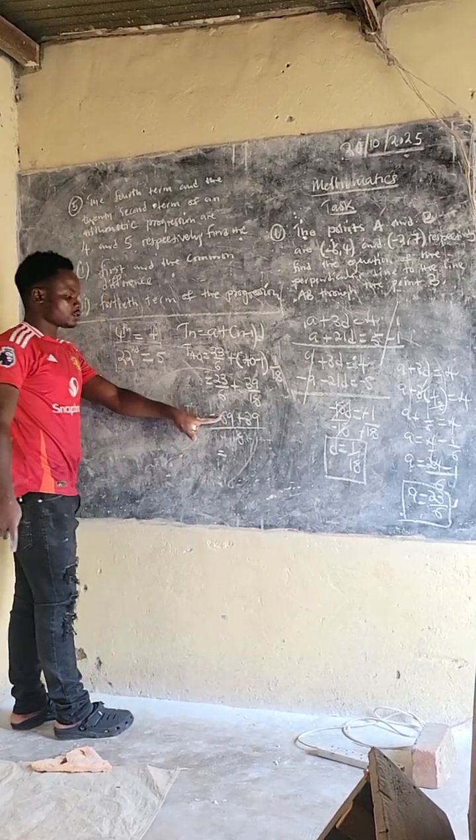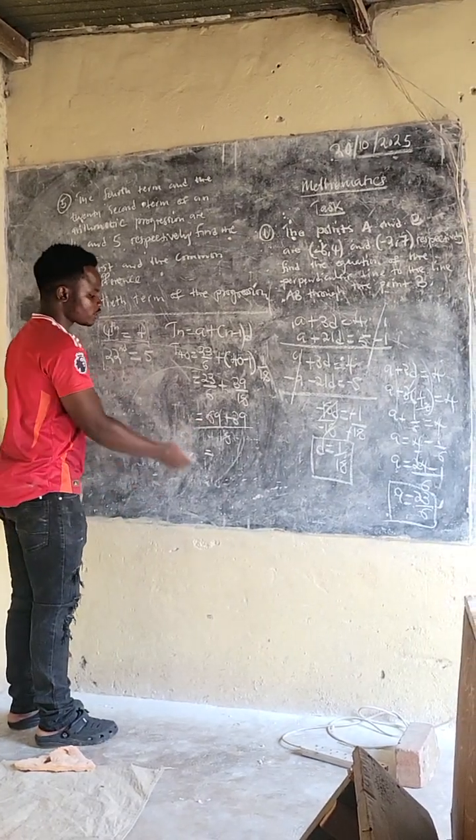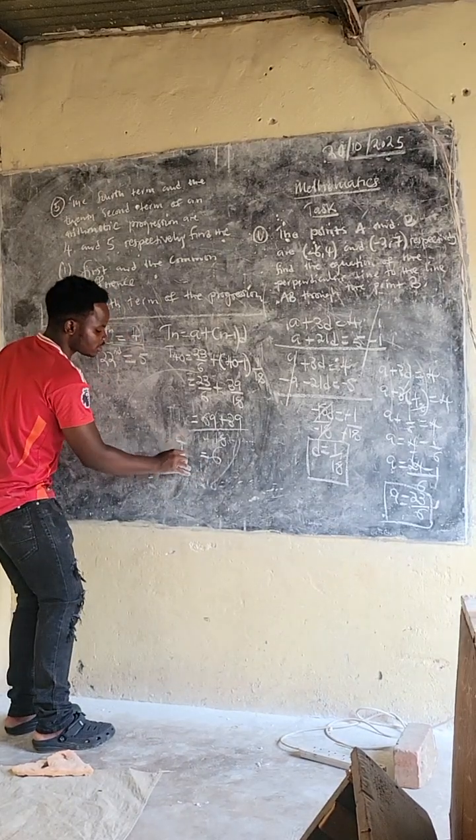So 108 divided by 18 is 6. So meaning our 40th term is going to be 6.